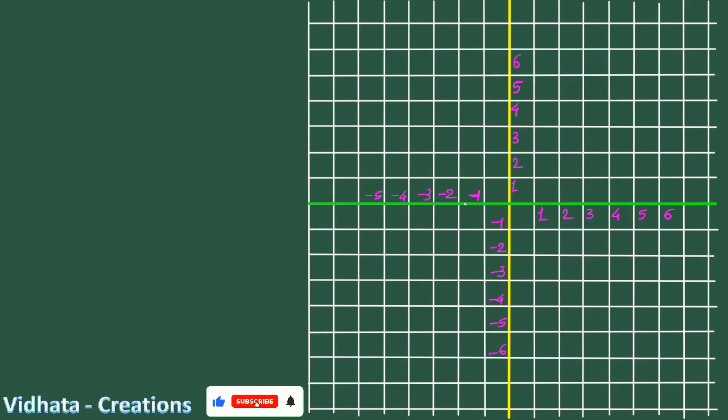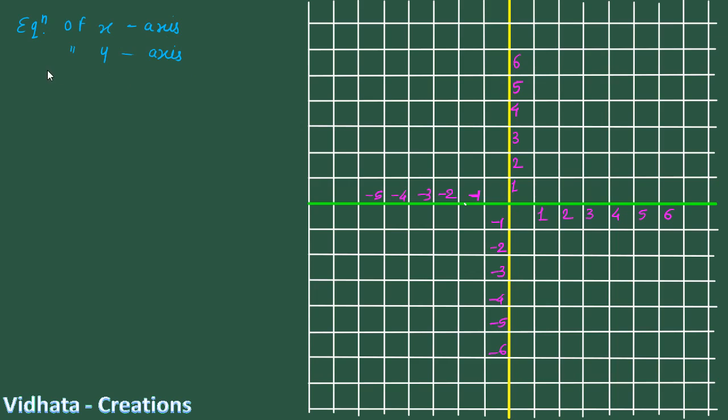Now my friends, here we are going to study about the equation of x-axis and equation of y-axis. Let us know what the equations of the axes themselves are, x-axis and y-axis. For that, let us take some points.